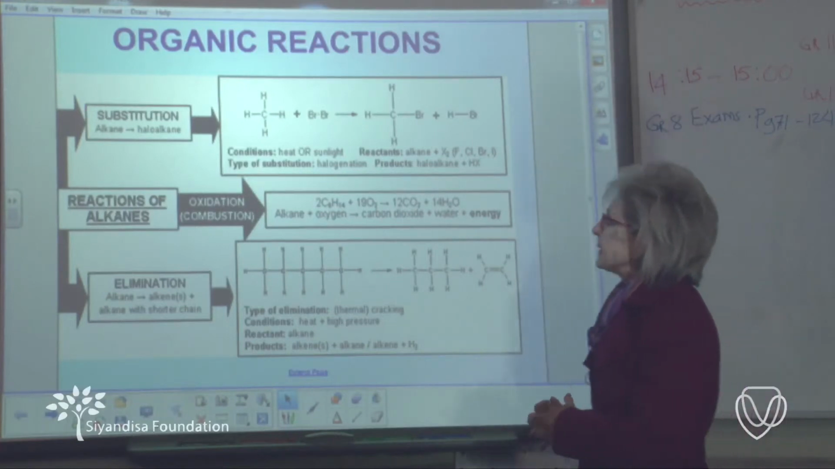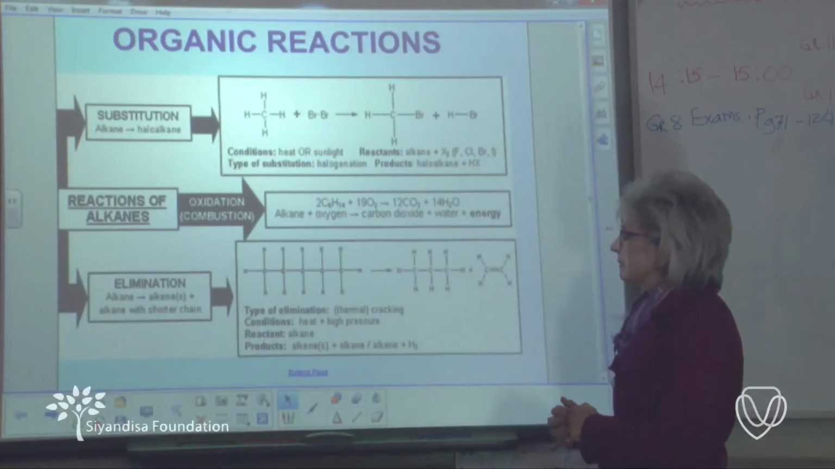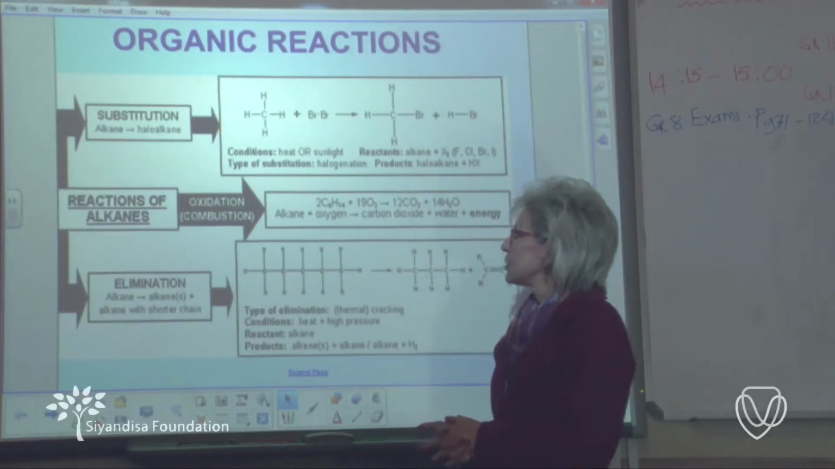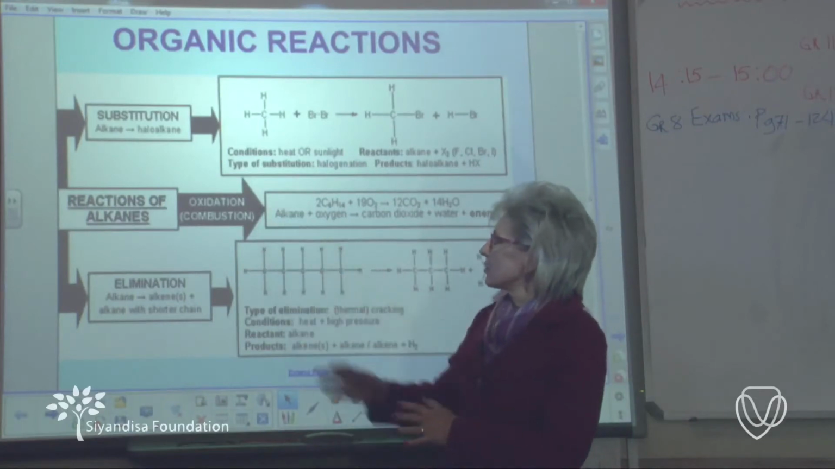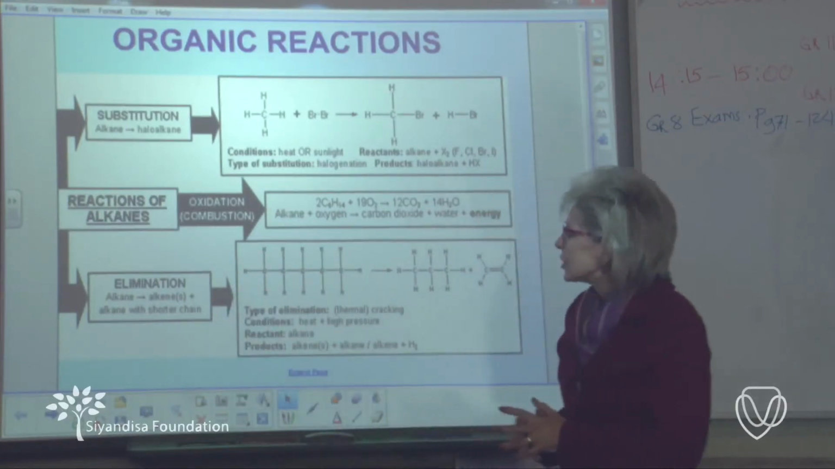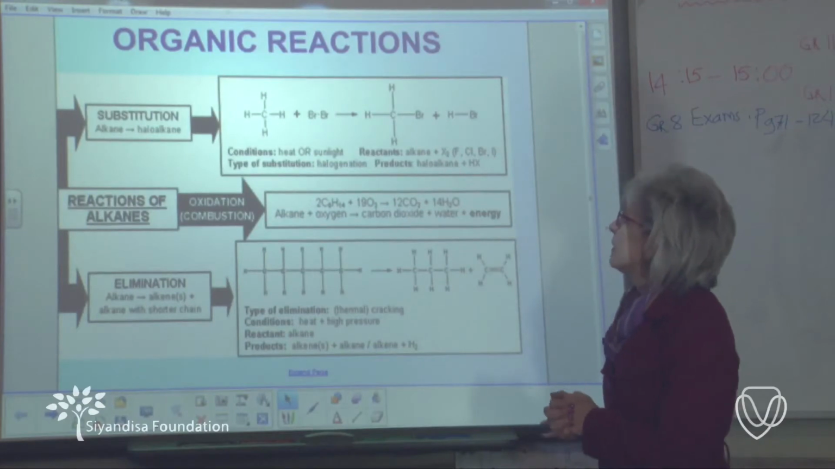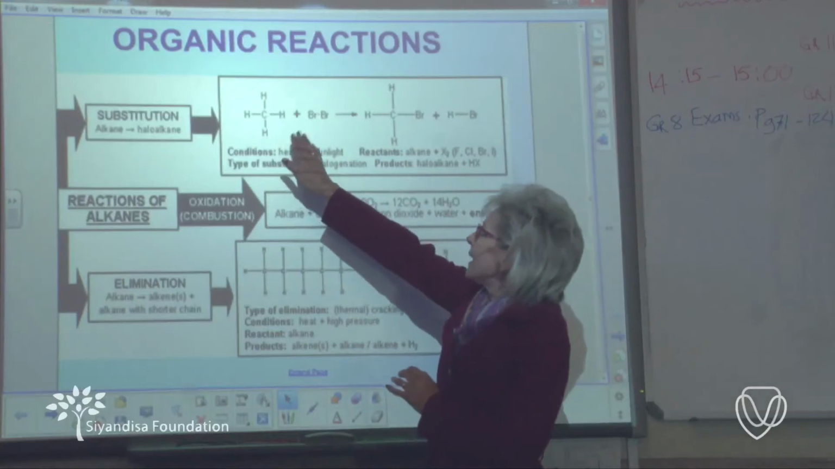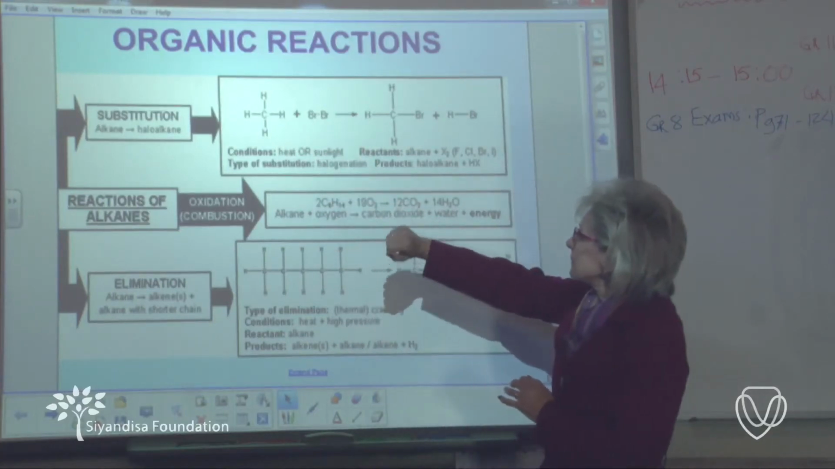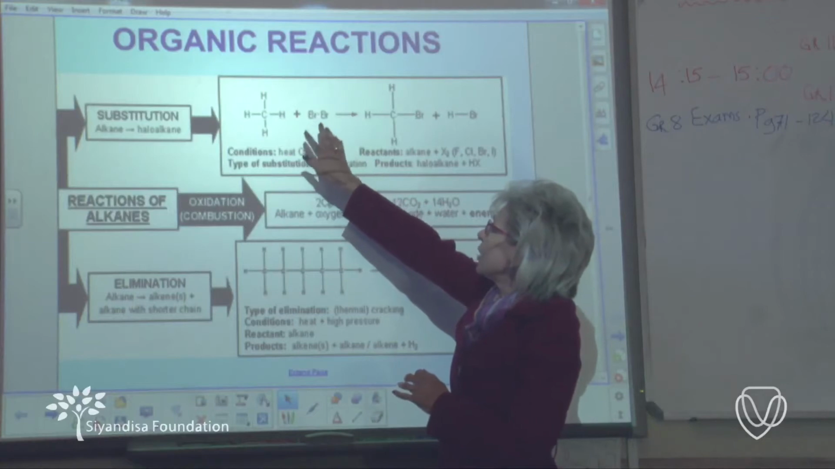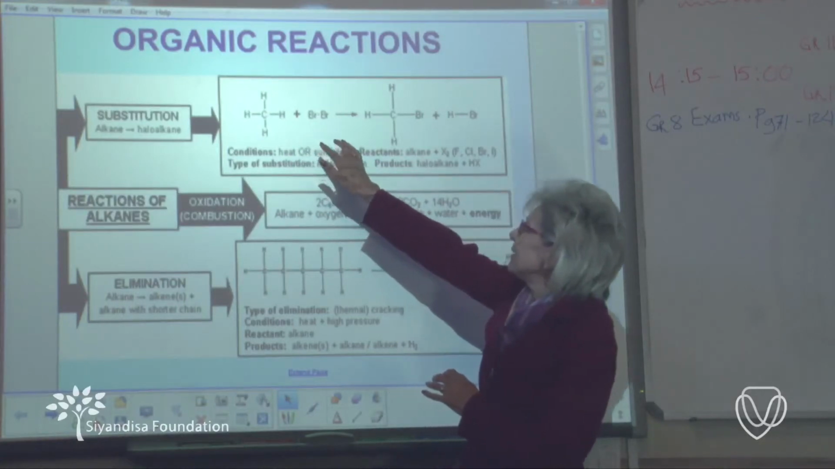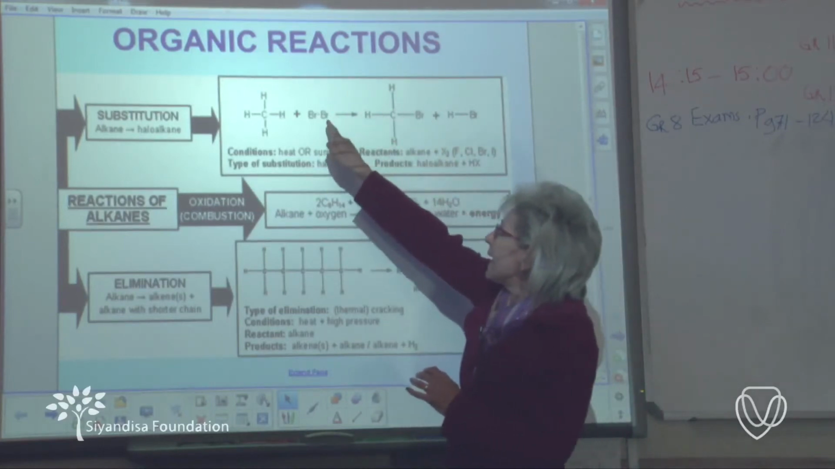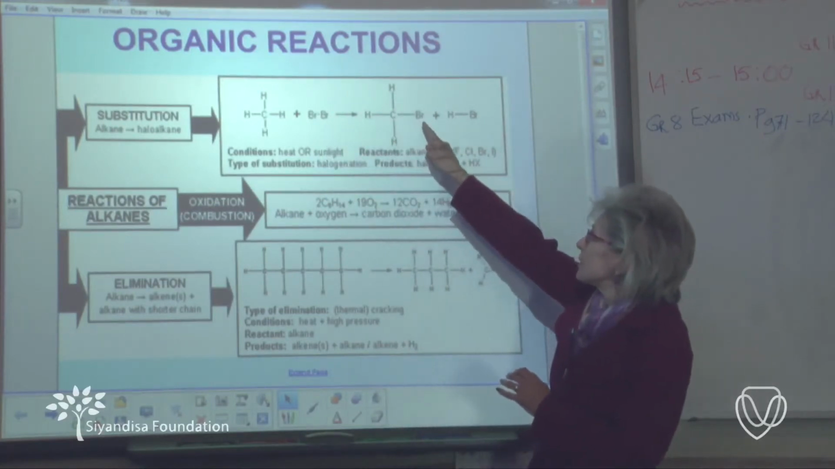So if we look at the different types of reactions that alkanes can undergo, we classify them into substitution, combustion, also called oxidation, and elimination reactions. So for the substitution, for example, we've got methane that will react with a halogen. So we've got two reactants here, and then one of the hydrogens being substituted by one of the halogen atoms. That's why it's called substitution.